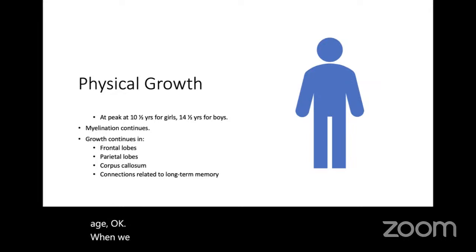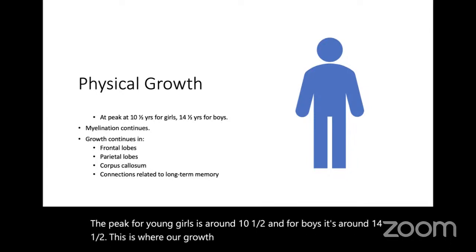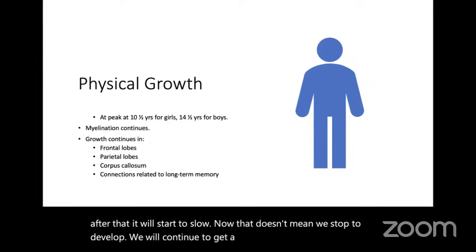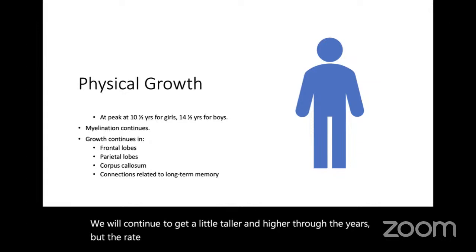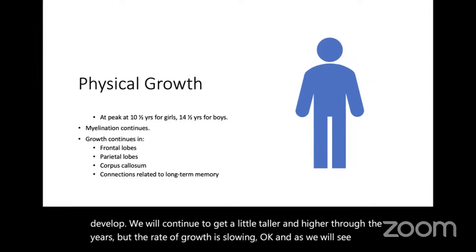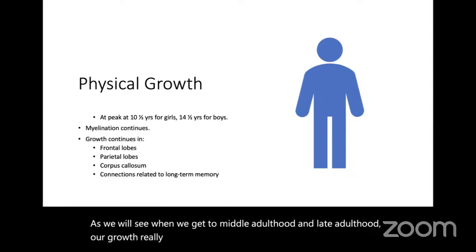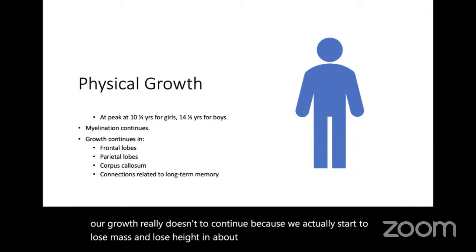When we talk about physical growth, the peak for young girls is around 10.5, and for boys, it's around 14.5. This is where our growth will be at its highest rate. And then after that, it will start to slow. Now, that doesn't mean we stop developing. We will continue to get a little taller through the years, but the rate of growth is slowing. Okay. And as we will see when we get to middle adulthood and late adulthood, our growth really doesn't continue, because we actually start to lose mass and lose height in about middle adulthood. So something to look forward to.